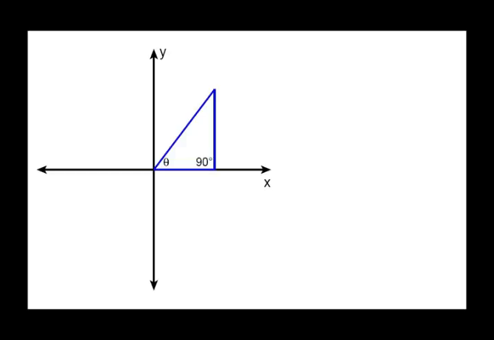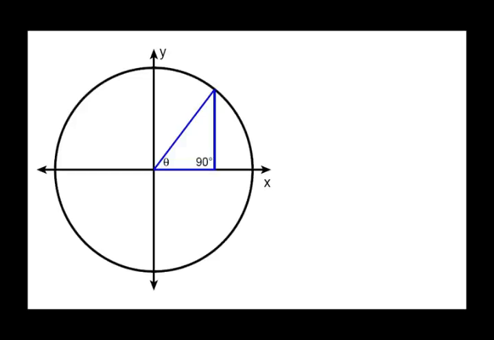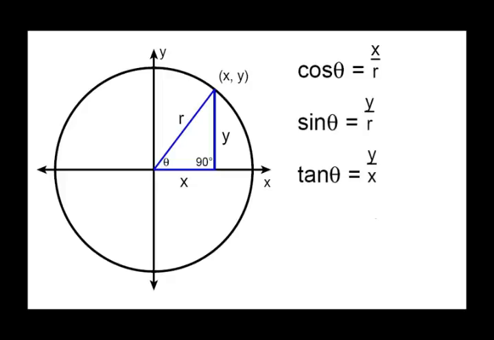Have the right angle sitting on the x-axis. Now draw a circle around the whole thing so that the center of the circle is the origin of the coordinate plane, and the circle passes through the vertex of the third angle of the triangle. The radius will be equal to the length of the hypotenuse of the triangle. Now the trigonometric ratios are easy to see: the cosine, the sine, and the tangent, which is also the slope of the hypotenuse. The length of side x will be the cosine of theta times the radius. The length of side y will be the sine of theta times the radius.